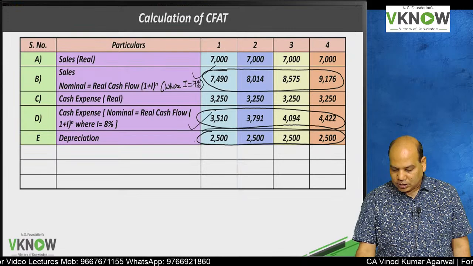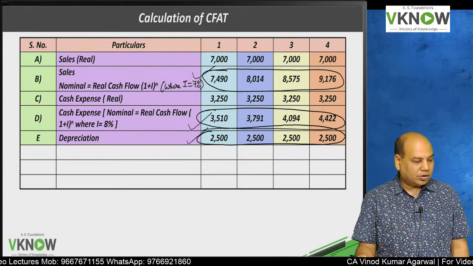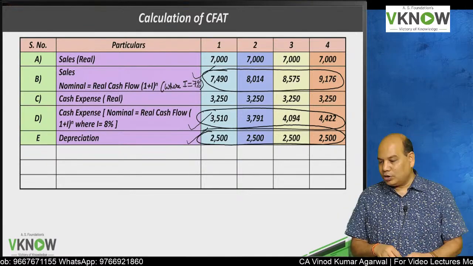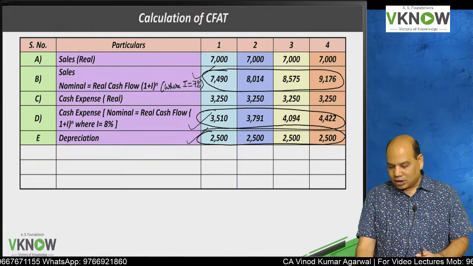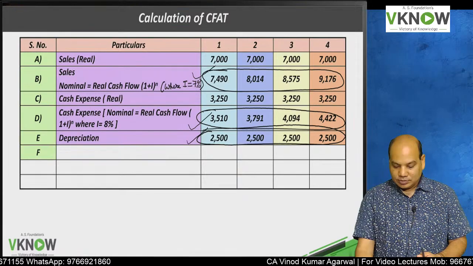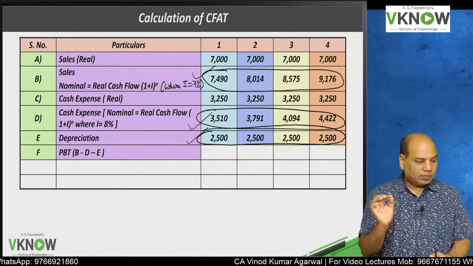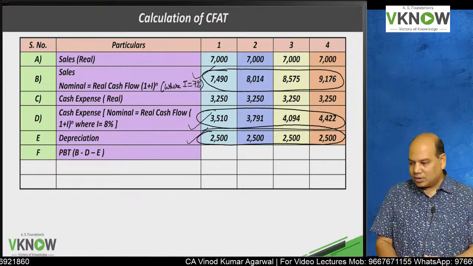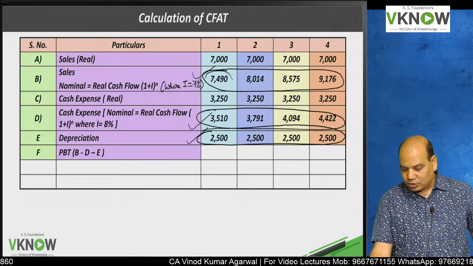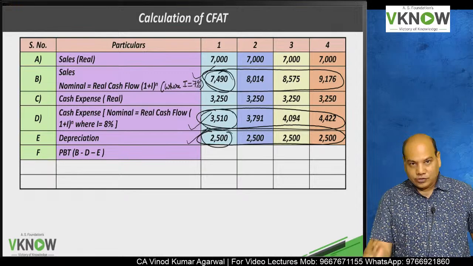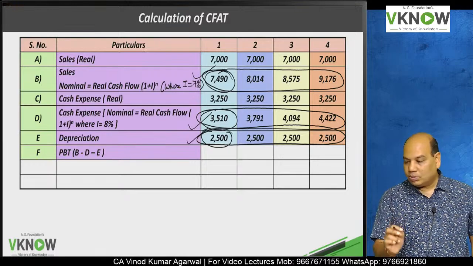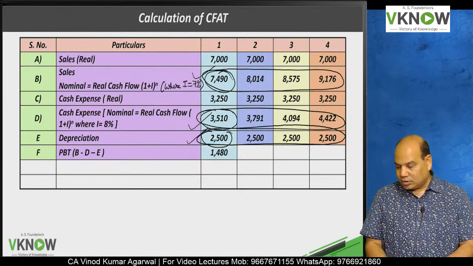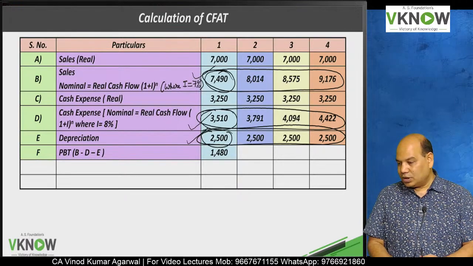Sales minus expense minus depreciation. What will you get? If you are an account student, what will you get? Profit before tax. So you will write B minus D minus E. Please take your calculator: 7490 minus 3510 minus 2500. Would you please calculate? Yes, PBT was right. Very good.